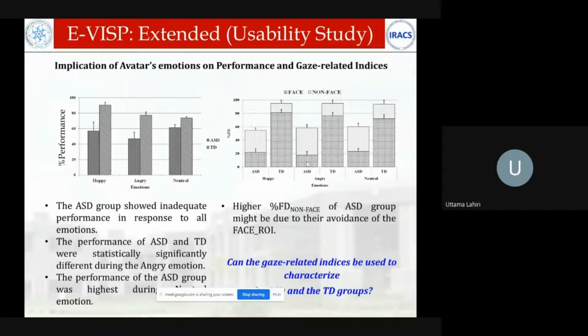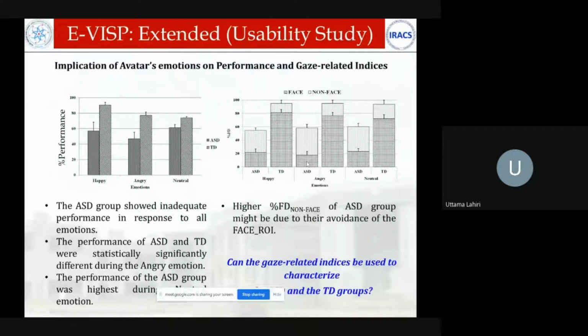This made us think that, okay, if this is so, the gaze-related indices are so different between typically developing children and children with autism, can these be used as characterizing features, or can these be used to distinguish a child with autism from a typically developing child?